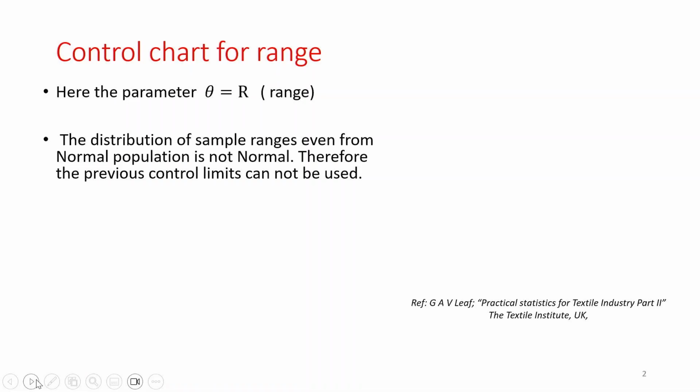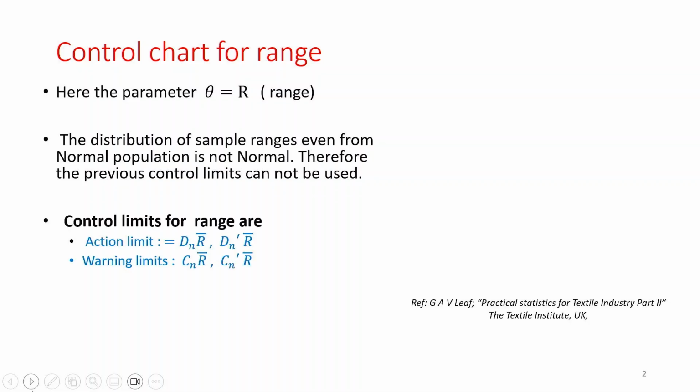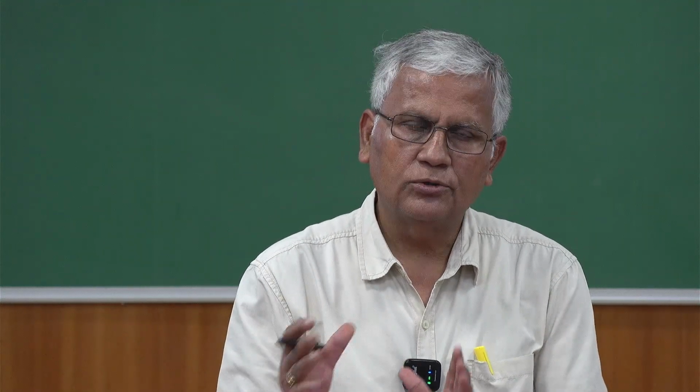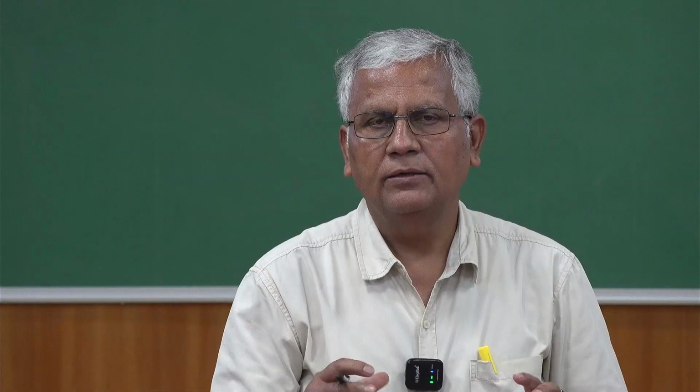The distribution of sample range even from normal population is not normal. Therefore, the previous control limits cannot be used for range. Range indicates the variability. The lower the range, the better it is. Like variability we can express in terms of standard deviation also. The range also can be used as an indication of variability.